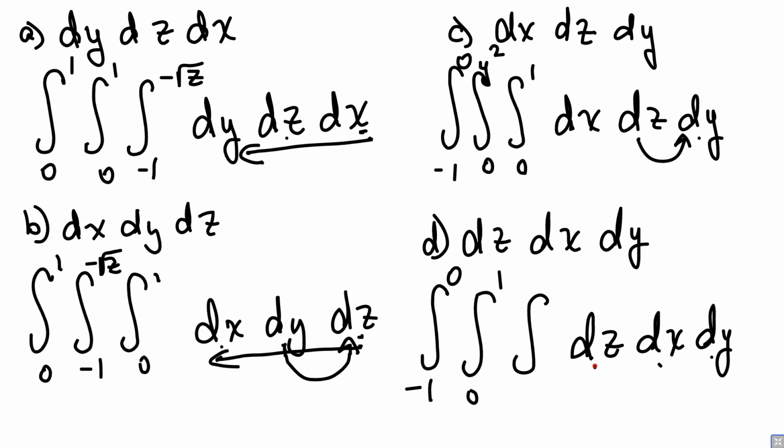Now z is first, and z is in terms of y. So I've got to be able to pull the y at the end. So what will be the limits of integration for z? 0 to y squared. And there you go. Any questions?